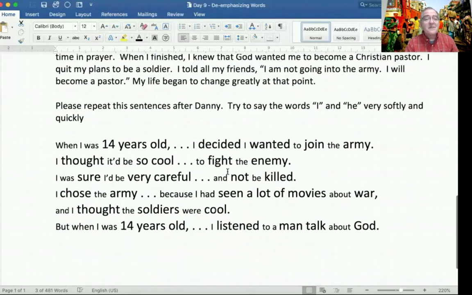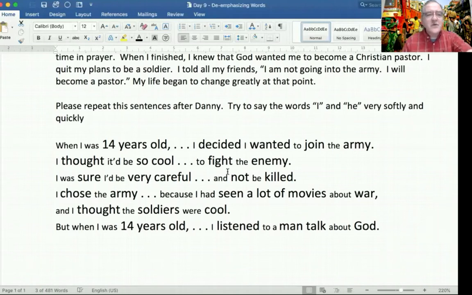Okay. Now I want you to repeat these sentences after Danny. Try to say the words I and he very softly and quickly. Are you ready? Please repeat after me. When I was 14 years old, okay, repeat again. When I was 14 years old, I decided I wanted to join the army. Again, I decided I wanted to join the army.